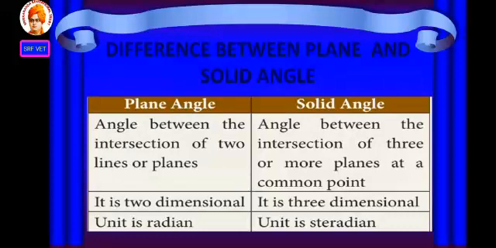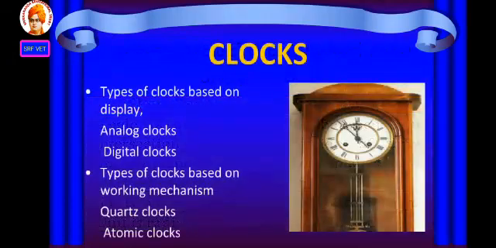Plane angle: the angle between the intersection of two lines or planes. Solid angle: the angle between the intersection of three or more planes at a common point. Plane angle is two dimensional. Solid angle is three dimensional. Plane angle, the SI unit is radian. Solid angle, the SI unit is steradian. Clear? The next, clocks.